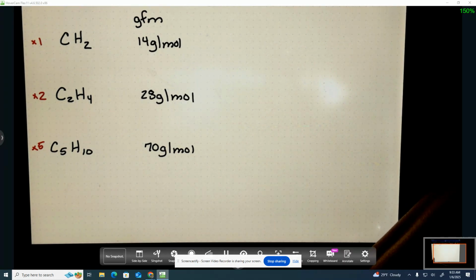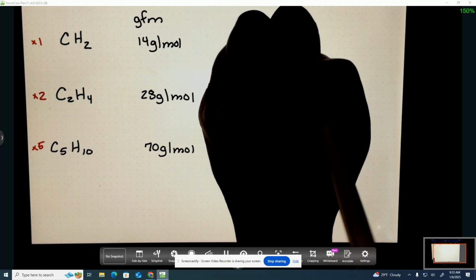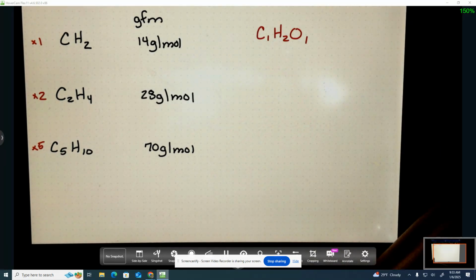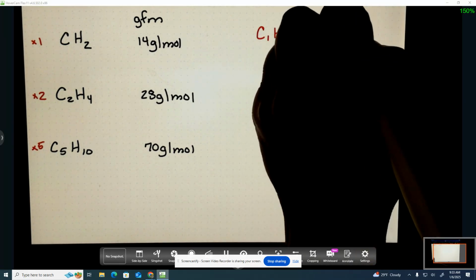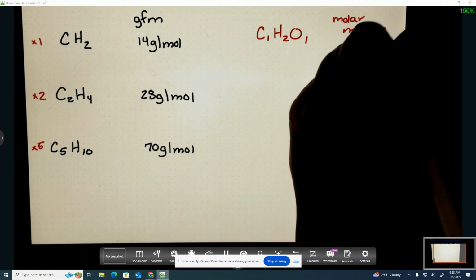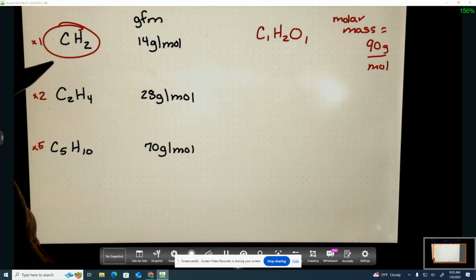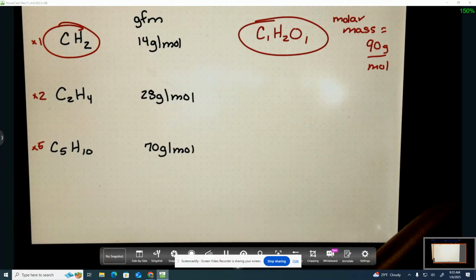What about if I gave you something that had an empirical formula, C1H2O1, so like glucose, right? And I told you that its molar mass is equal to 90 grams per mole. Could you give me the molecular formula? Okay, think about what we just did here. So we knew that this one was the empirical, it's the lowest. And this is also going to be the empirical.